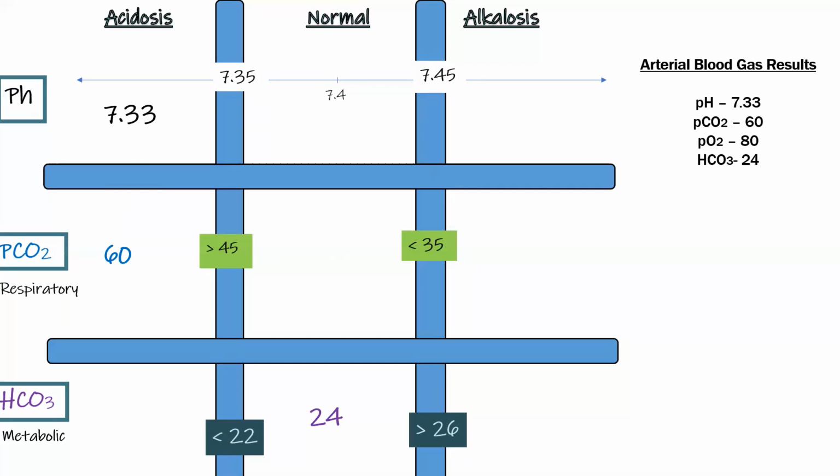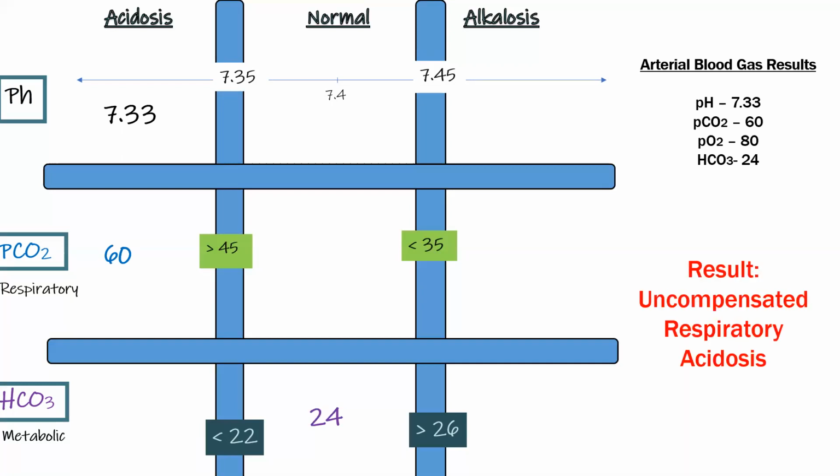To determine the state our patient is in, we're going to look for common results falling in one column. In this case, we have carbon dioxide and our pH falling in the acidosis column. Carbon dioxide indicates that we have a respiratory etiology. If it were to fall in the bicarb section, that would be more of a metabolic process. So in this case, we have an uncompensated respiratory acidosis.